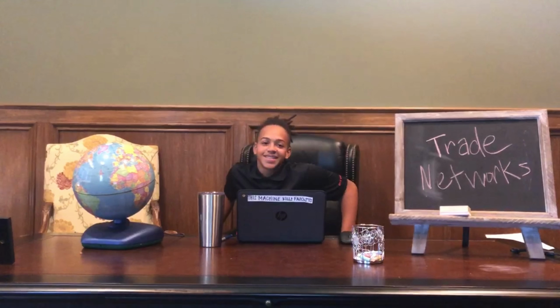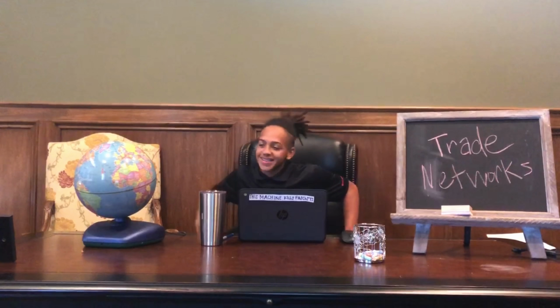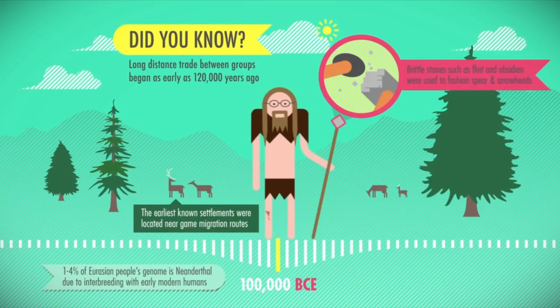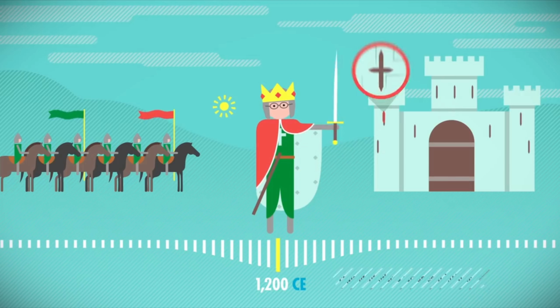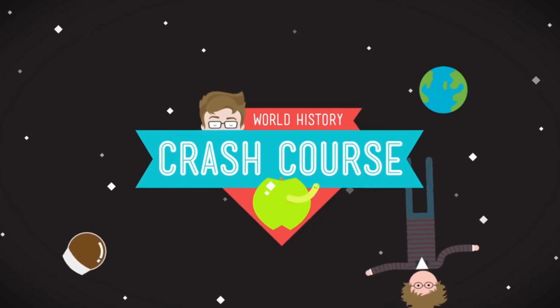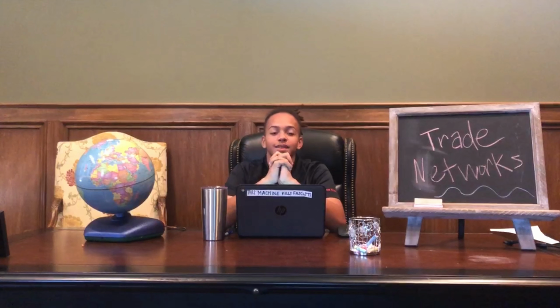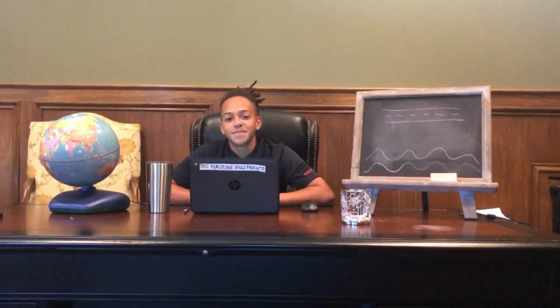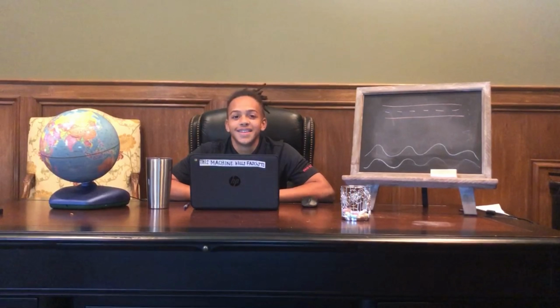And today we are going to talk to you about trade networks and how it impacted the entire world. There are two types of trade, maritime and overland. What's maritime trade? That is a fantastic question. Maritime trade is on the ocean, the sea, on the water.